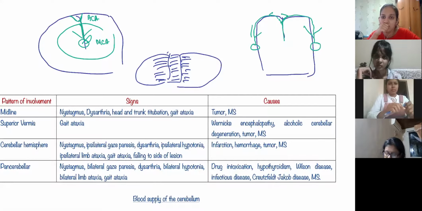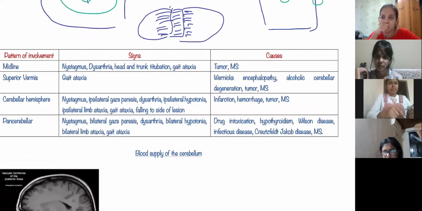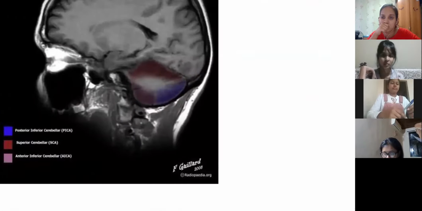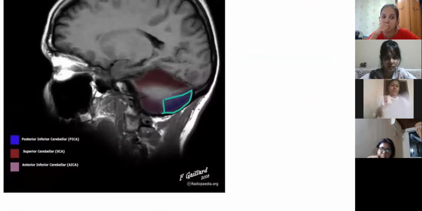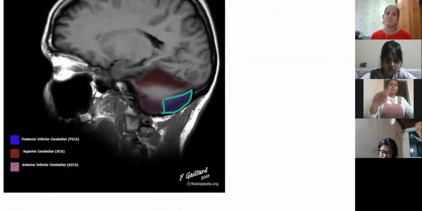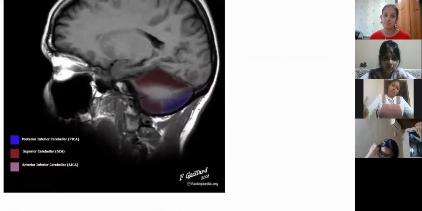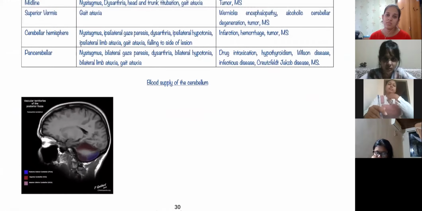But just remember it like this, it is easier. So guys, remember in stroke we discussed 3 circulations to the cerebellum. Here is the PICA, posterior inferior cerebellar artery, and this is the anterior inferior cerebellar artery. From the name you should understand. And this is the superior cerebellar artery. These are the blood supplies to the cerebellum.